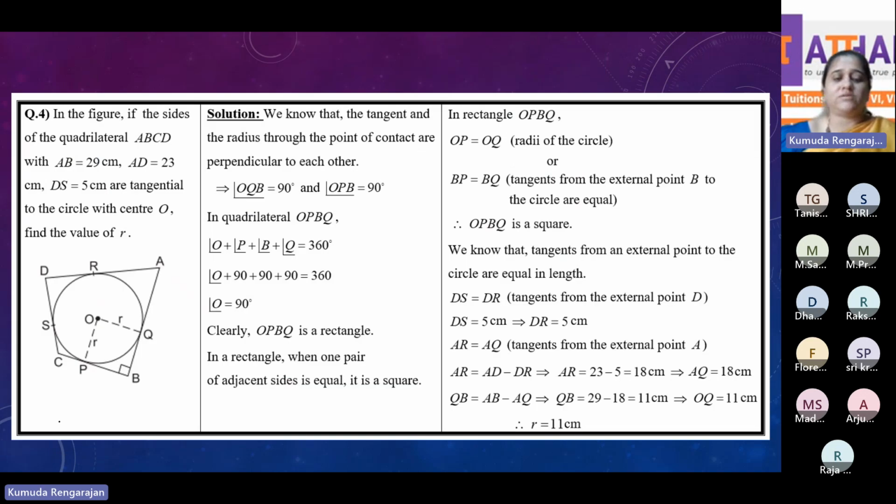Please take down the answer, children. This is mostly for 1 mark, or maybe 2 marks. Please write down everything with the reason, children. Whatever you see on the screen, please make a note in your book.